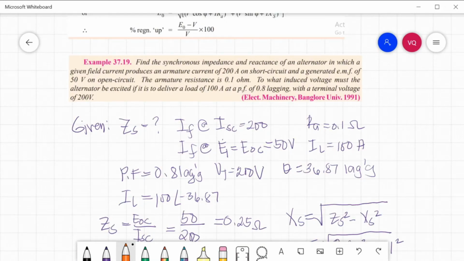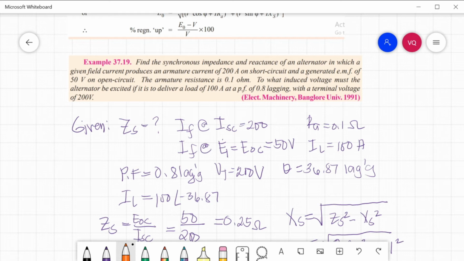Example: find the synchronous impedance and reactance of an alternator in which a given field current produces an armature current of 200 amperes on a short circuit and a generated EMF of 50 volts on open circuit. The armature resistance is 0.1 ohm. To what induced voltage or no load voltage must the alternator be excited if it is to deliver a load of 100 amperes at a power factor of 0.8 lagging with a terminal voltage of 200 volts.